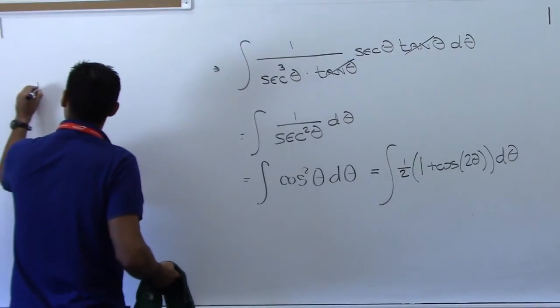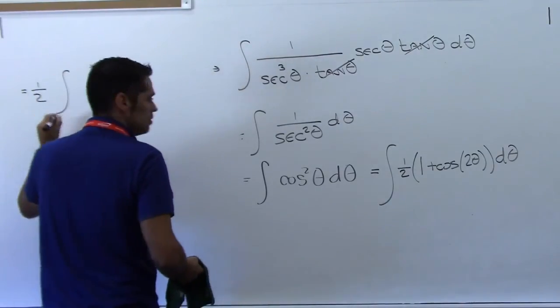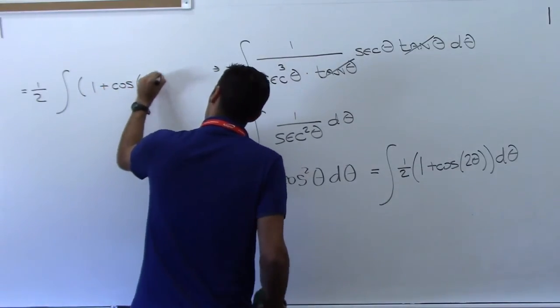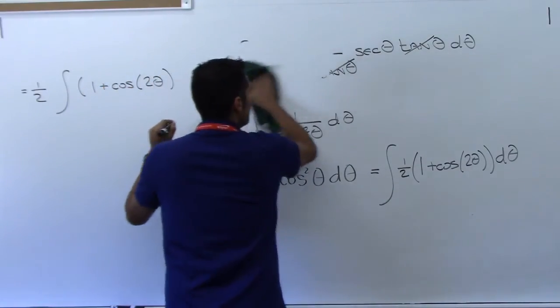So the 1/2 is coming out. Integral of 1 plus cosine 2 theta d theta.